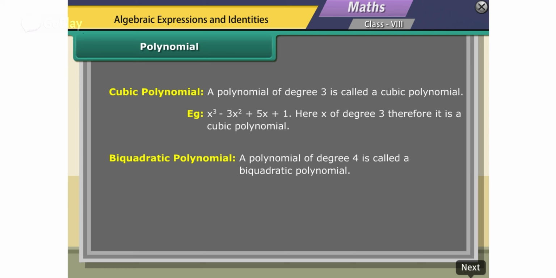Biquadratic polynomial. A polynomial of degree 4 is called a biquadratic polynomial. Example: 2 minus 5x plus x squared minus 8x raised to the power 4. Here x is of degree 4, therefore it is a biquadratic polynomial.